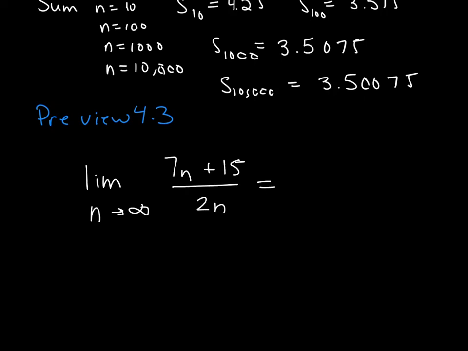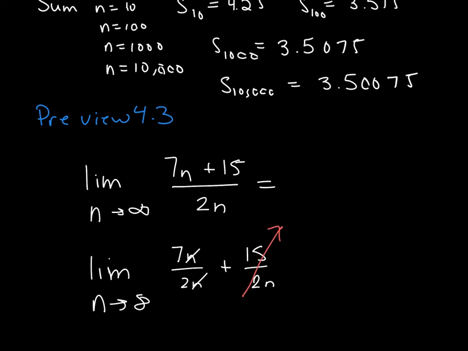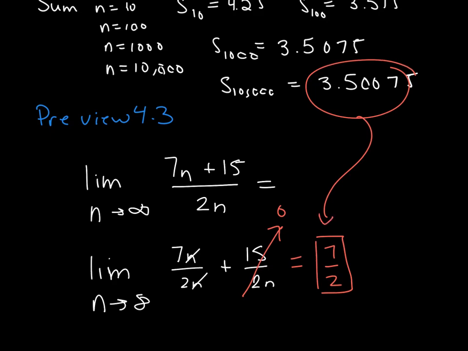What I want to do is break apart this fraction, and I get the limit as n approaches infinity of 7n over 2n plus 15 over 2n. Those n's cancel out. This n in the denominator gets infinitely small and goes to 0. So this limit as all of this approaches infinity is 7/2, which if you'll notice, even when n is 10,000, I'm already getting very, very close to that.